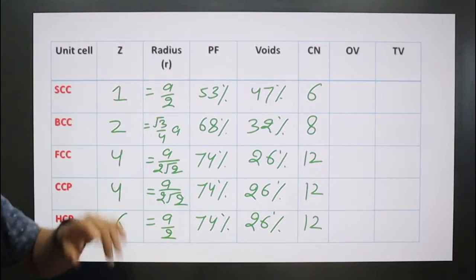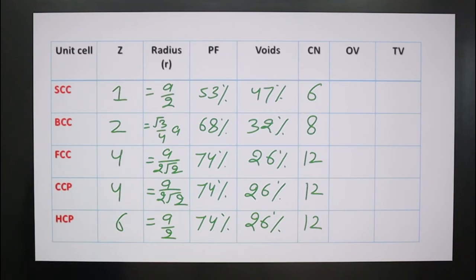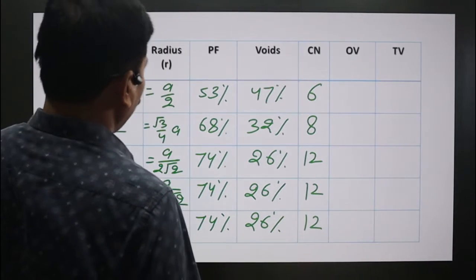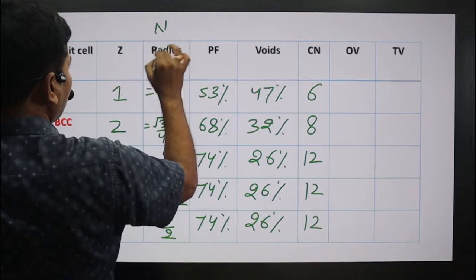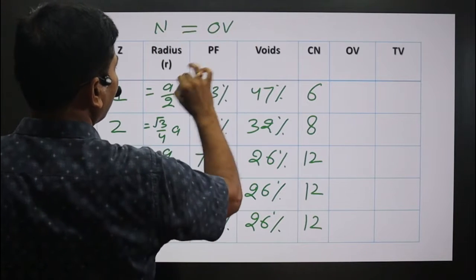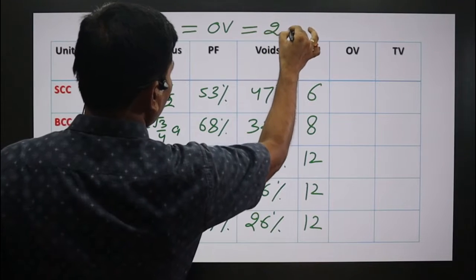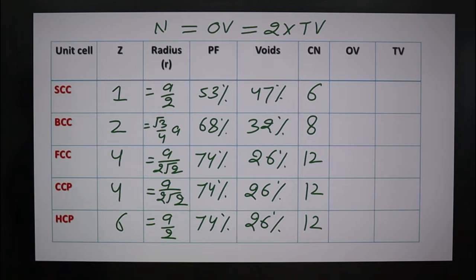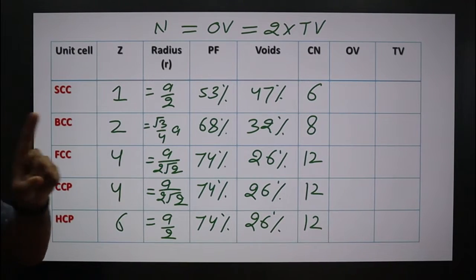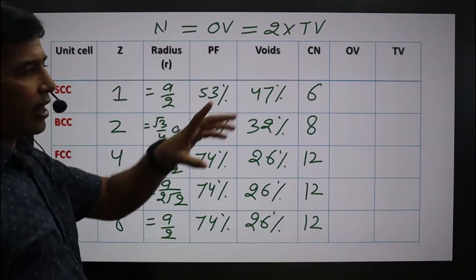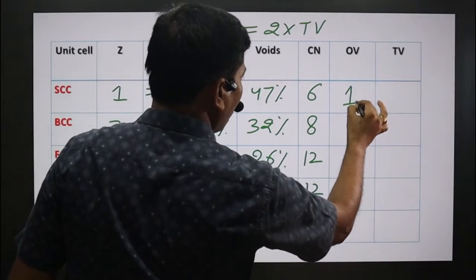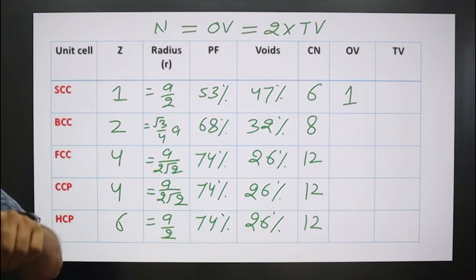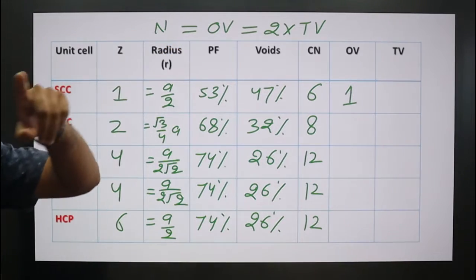Okay, now we talk about octahedral void as well as tetrahedral void. So always keep in mind the number of atoms is equal to octahedral void, and octahedral void is equal to twice of tetrahedral void. This is the relation we use to determine the number of octahedral void as well as tetrahedral void. For example, in SCC unit cell, the number of atoms is 1. Then the number of atoms is equal to octahedral void. Then we can say 1 octahedral void is present in a unit cell. What kind of unit cell? SCC unit cell.